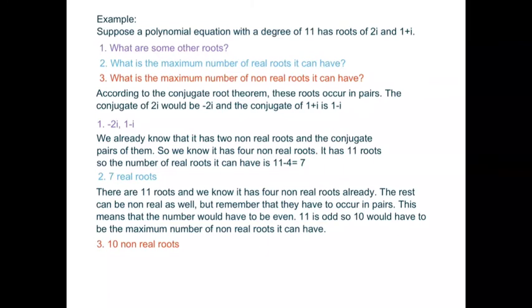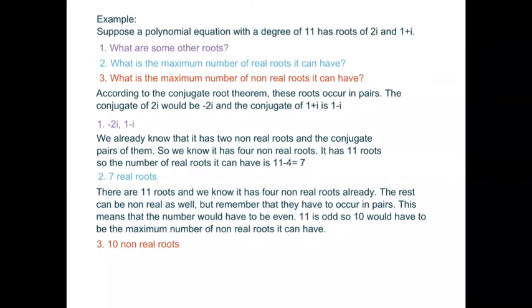Let's take a look at this example. Suppose a polynomial equation with a degree of 11 has roots of 2i and 1 plus i. So if it has a degree of 11, it'll have to have 11 roots. According to the conjugate theorem, the roots occur in pairs. The conjugate of 2i would be negative 2i, and the conjugate of 1 plus i is 1 minus i. So we know that some other roots are negative 2i and 1 minus i.